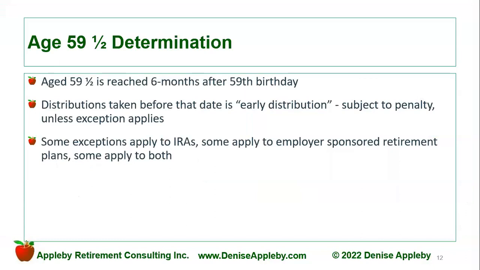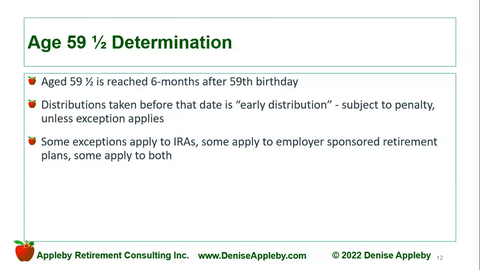And one of the questions that usually comes up is, when does someone reach age 59 and a half? It seems like a simple question, but not really. The tax code says someone reaches age 59 and a half 6 months after their 59th birthday. The challenge is that some financial institutions count this in months and some count this in days.